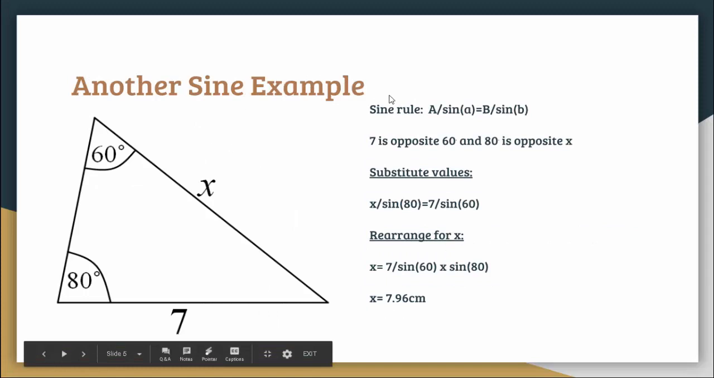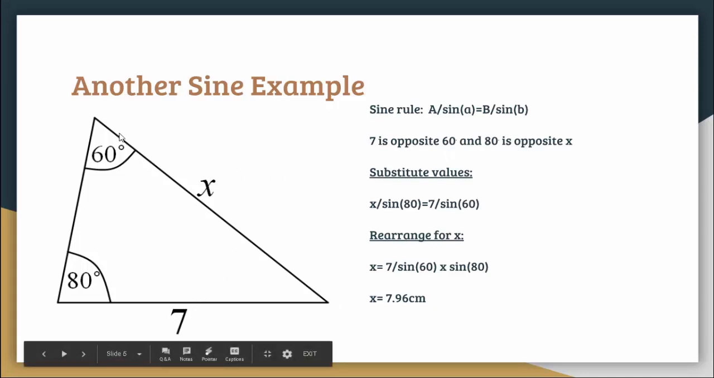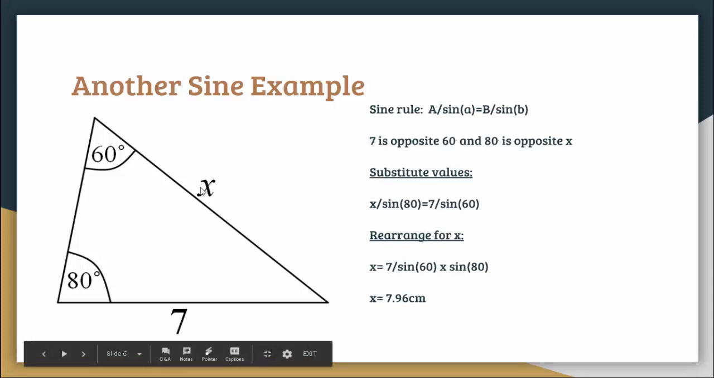Now another sine rule example. This time we're working out a side, so we put the sides on top, with the angles underneath, because we are working out the sides. Side 7 is opposite 60 degrees, and 80 degrees is opposite x. We substitute in the values, so you have x over sine 80 equals 7 over sine 60. Then we rearrange for x: multiply by sine 80 on the other side to get x by itself, and you should get 7.96 centimeters for this side.